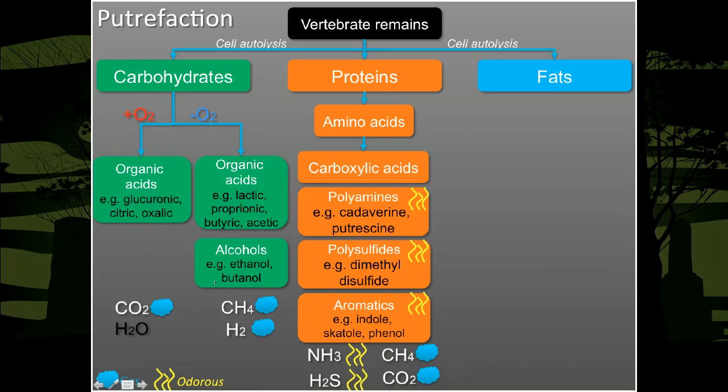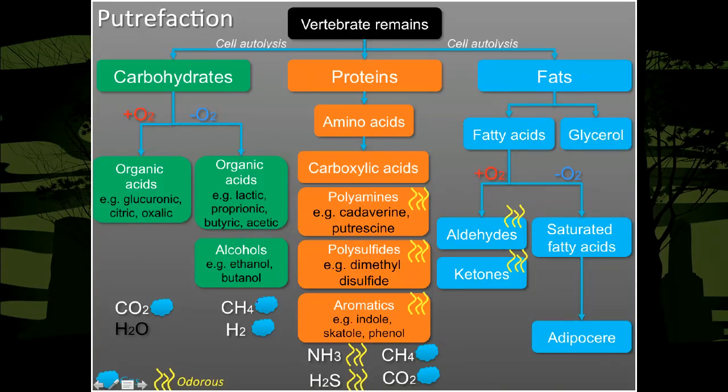Proteins will be broken down into their constituent amino acids, and those will be further converted into carboxylic acids, polyamines, such as cadaverine and putrescine, and you can guess from the name of those that those are the compounds that give decaying flesh that signature smell, if you've ever smelled it. Polysulfides, also very smelly, and aromatics. Indole, skatole, and phenol are very common. You may have smelled phenol because we use it as a solvent. Skatole is what gives feces its signature smell. We also get production of ammonia gas, which is quite smelly. Hydrogen sulfide is the smell of rotting eggs, methane, and carbon dioxide.